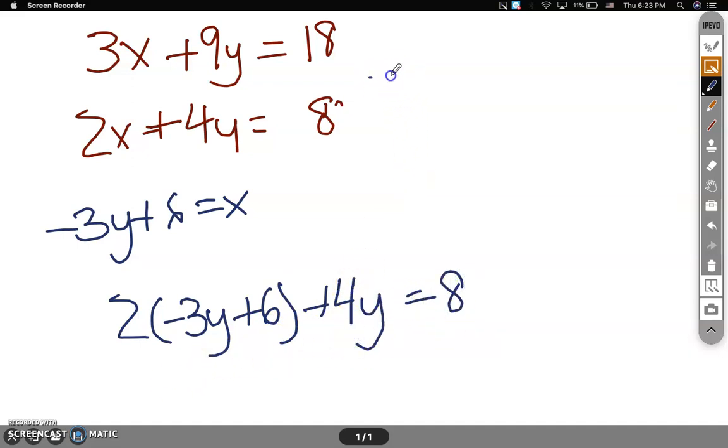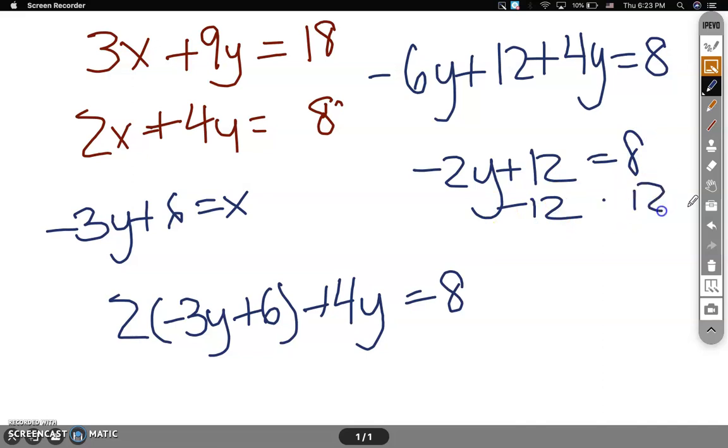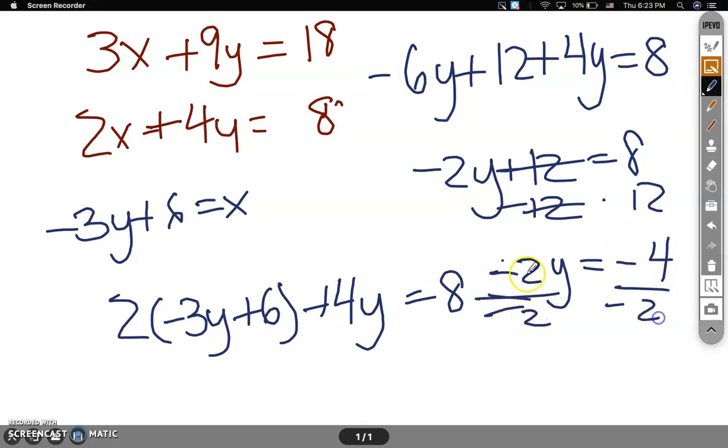Then if I solve it, I get negative 6y plus 12 plus 4y equals 8. Combining like terms, I get negative 2y plus 12 equals 8. I subtract 12 from both sides, and I get negative 2y equals negative 4. Then I divide both sides by negative 2, and my y value is going to be 2. Okay? So now I've figured out my y value.